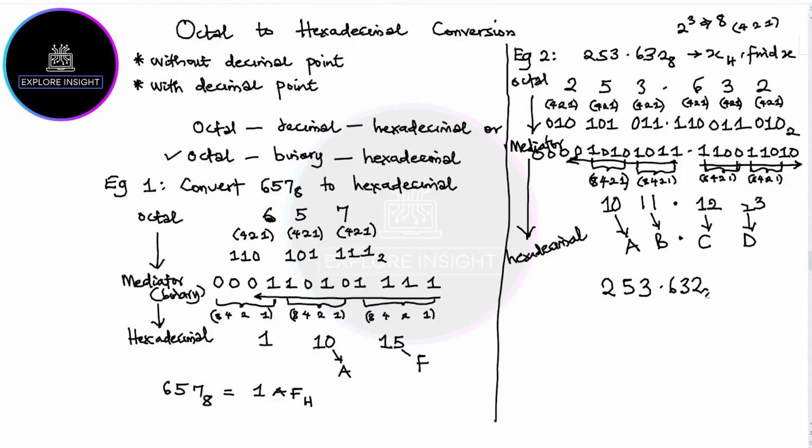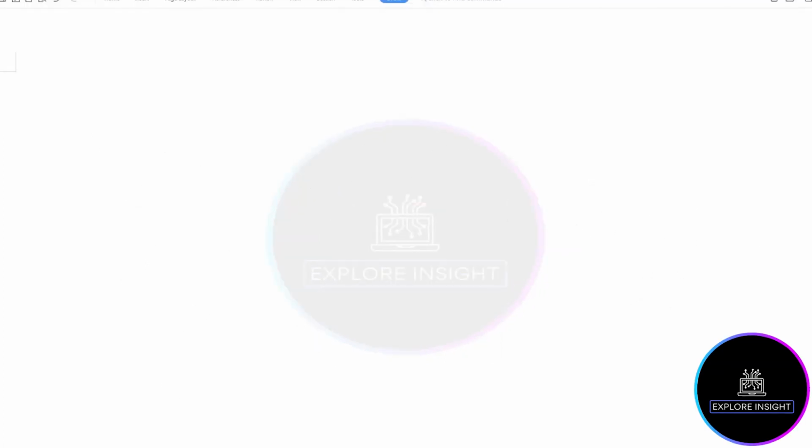So at the end of the day, our value, which is 253.632 in base 8, will be AB.CD in hexadecimal form. So now, if they're asking us what is the value of X, X will be AB.CD. So let's continue with another example.